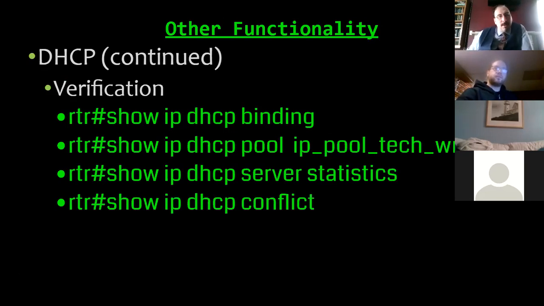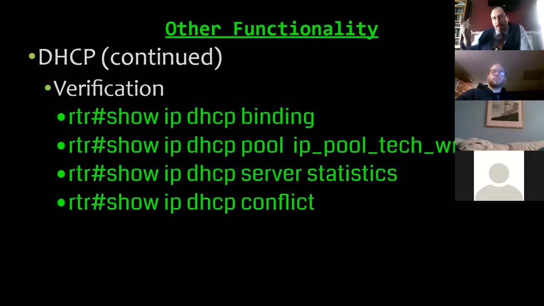So it's pretty cool. You can also look at a pool's config by doing show IP DHCP pool and the name of the pool. In this case, we named it IP pool tech wireless. You can look that up. You can also look at your statistics. How many IPs have you handed out? How many do you have in reserve? And then as part of troubleshooting, if the device picks up a conflict, I have 2 devices using this IP address, you can do show IP DHCP conflict. That could be useful if you're troubleshooting.